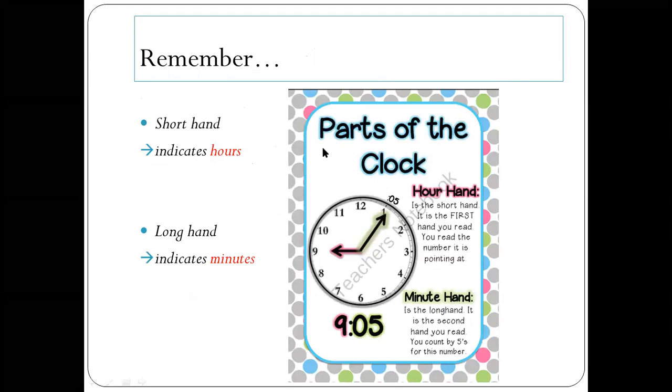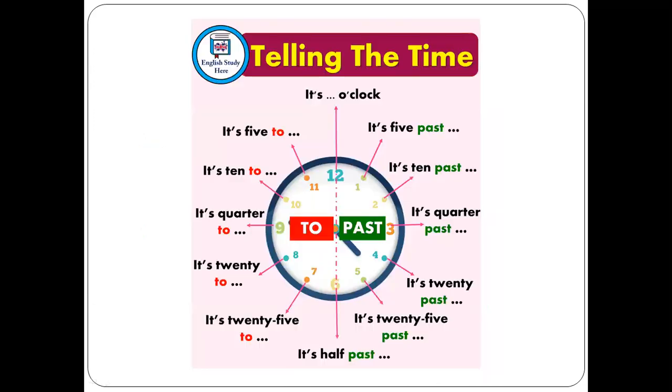Well, to tell the time, you have to remember two things. The first one is that the shorthand, la manecilla corta, indicates the hour. And you read the hour first, and you read the number directly. It is the number that it is pointing directly. And in the case of the longhand, la manecilla larga, it indicates the minutes, and it's named in the second place, and you count by fives. In this case, 5, 10, 15, 20, 25, 30, okay? So just remember those facts, just like in Spanish.